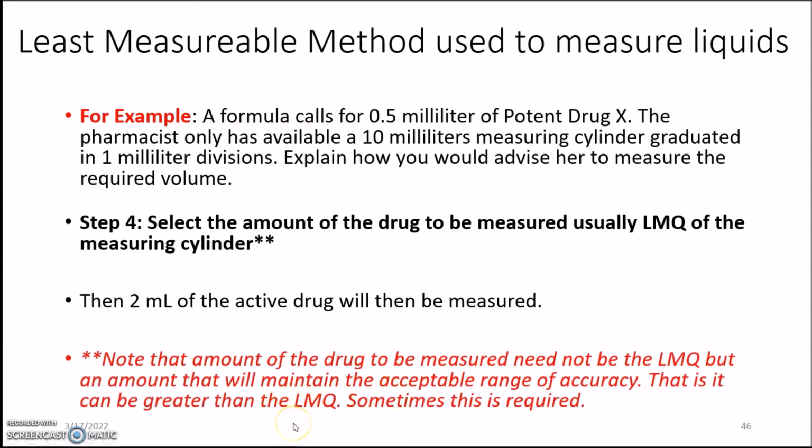Note that the amount of drug to be measured need not be the least measurable quantity, but an amount that will maintain the acceptable range of accuracy and precision. That is, it can be greater than the least measurable quantity, and sometimes this is required. But as I said, if we want to maintain the least measurable, then we're going to measure the least measurable amount. And we had discussed this earlier in least measurable quantity, with regards to the whole issue of economics and how economical it will be for the patient if you are going to be charging them.